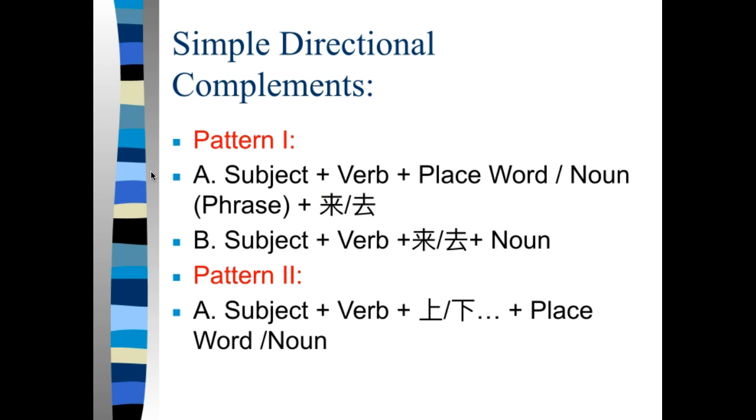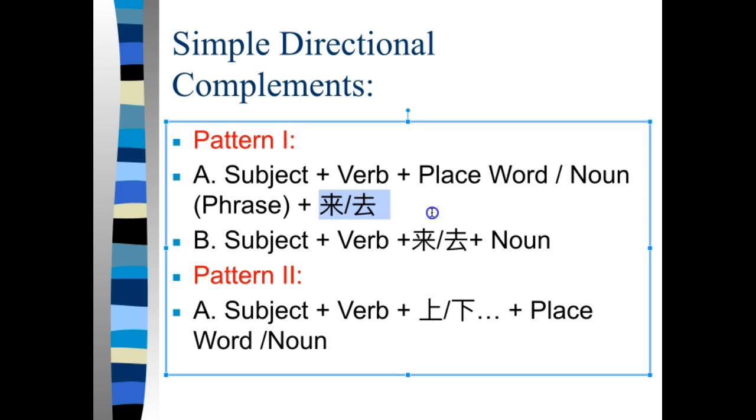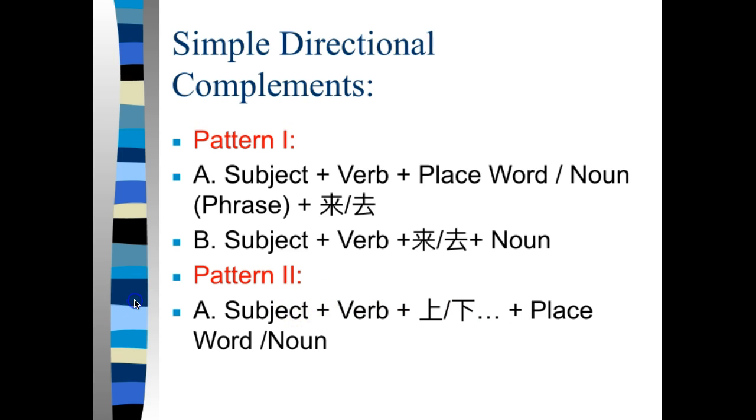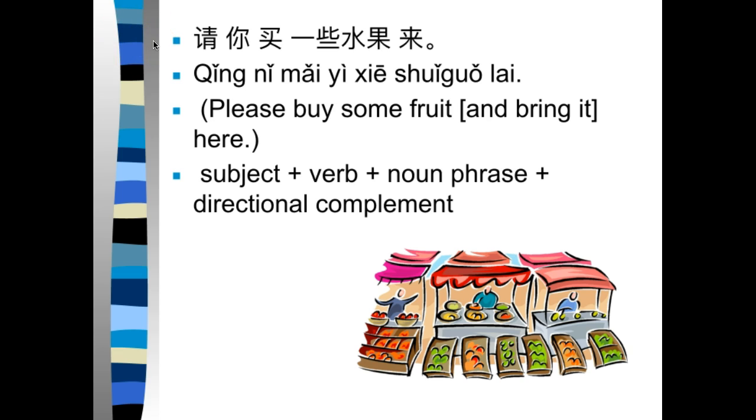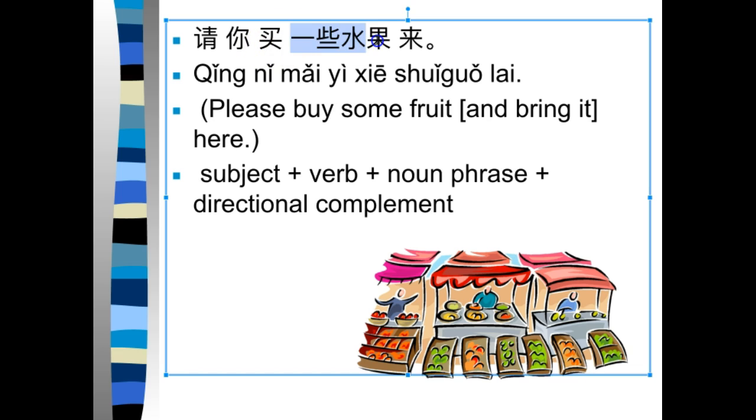For a simple directional complement, there are two patterns. One, we have a verb plus 来 and 去. And in the second, we have a verb followed by 上 or 下, usually with some kind of location or place word. For example, 请你买一些水果来. Please buy some fruit and bring it here. So here, 买 is the verb, 一些水果 is the thing, and 来 is the direction complement.